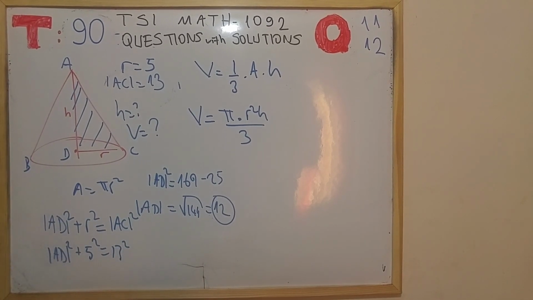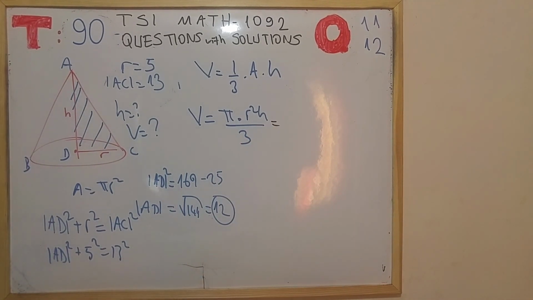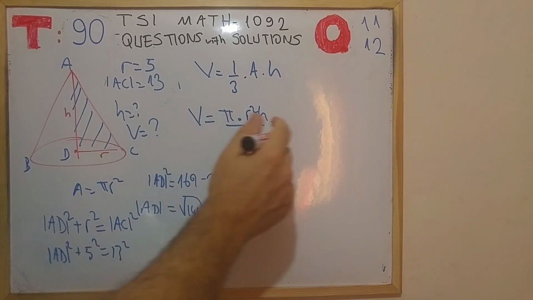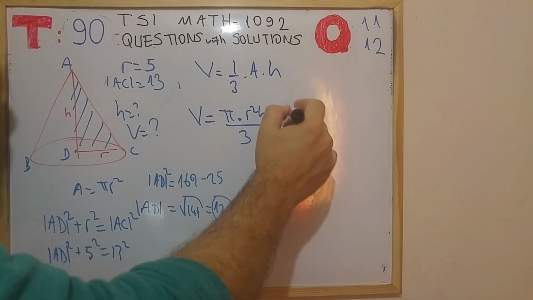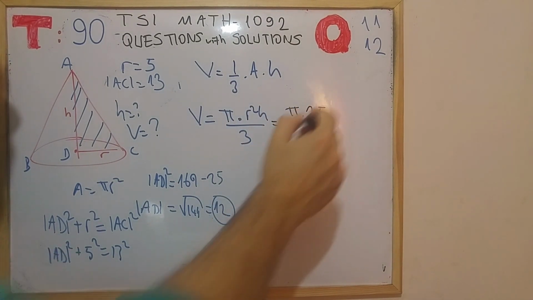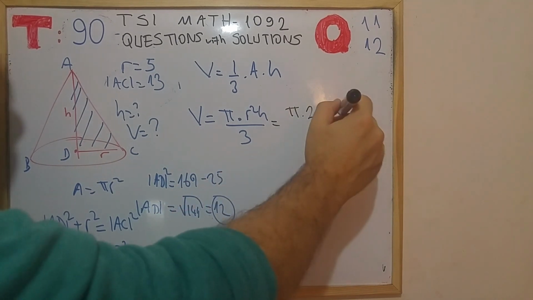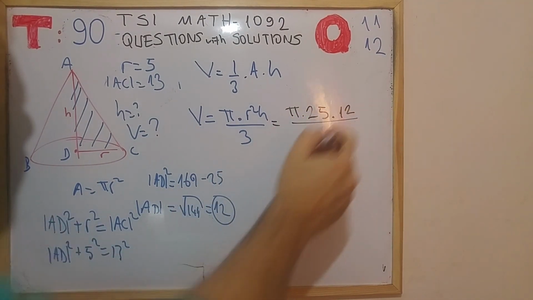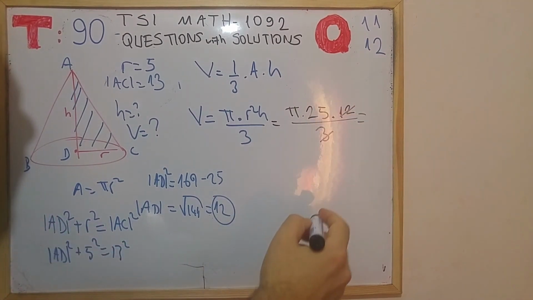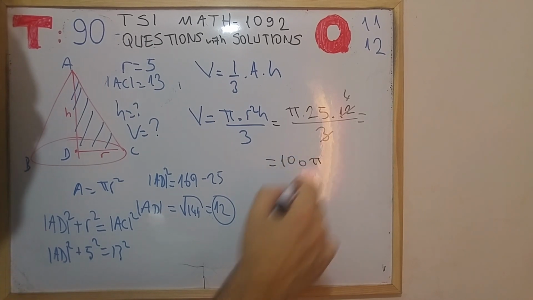Let's solve the volume question now. The volume is equal to pi times r squared times h over 3. So let's just apply that. This is equal to pi, r is given as 5, the square of it is 25, times h, which I found as 12, divided by 3. And this is equal to, when I simplify, this is going to be 4. What I'm going to have is 100 pi.